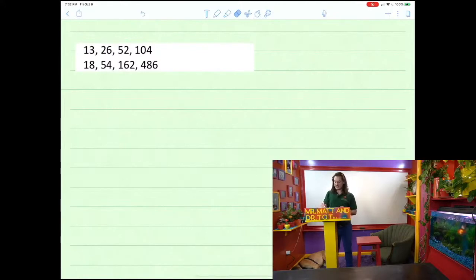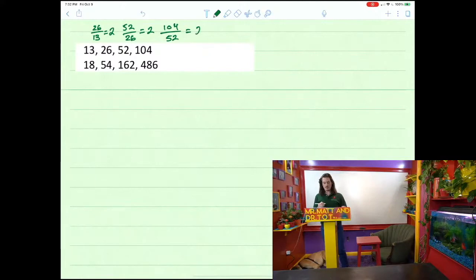Let's do 26 divided by 13. That equals 2. 52 divided by 26 also equals 2. 104 divided by 52 is also 2. So the common multiple here is 2. So if we multiply each preceding value by 2, we'll obtain the proceeding value, or the next value.